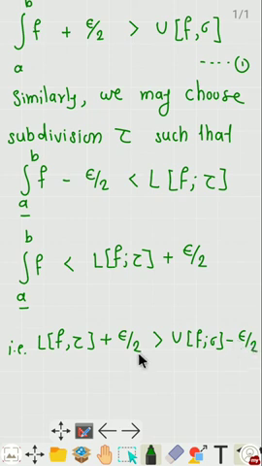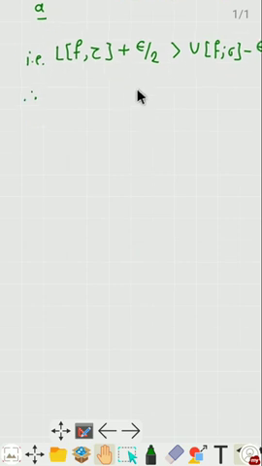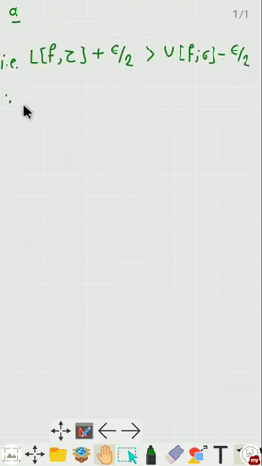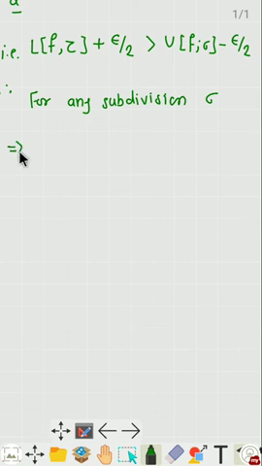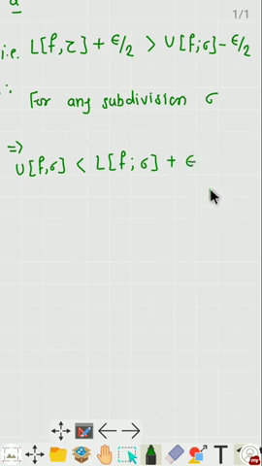Therefore, for some subdivision sigma, this implies U(f, sigma) is strictly less than L(f, sigma) plus epsilon, and this is the end of our proof, and this is the end of this lecture.